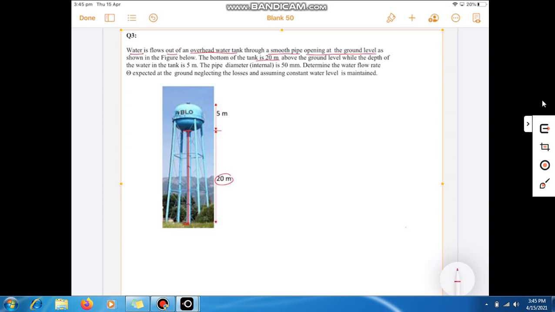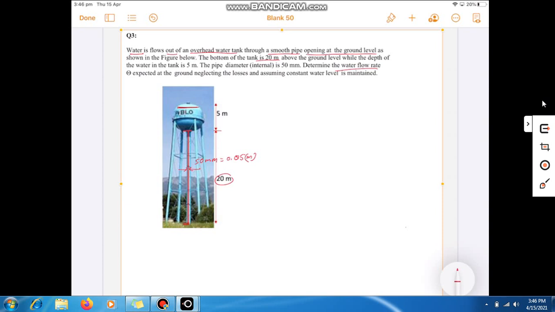The depth of the water in the tank is 5 meters. For example, in this tank, the water level is here, and the water level in this tank is 5. The pipe diameter, this one, is 50 millimeter or 0.05 meter. You have to find the water flow rate expected at the ground when we ignore the losses, assuming the constant water level is maintained.